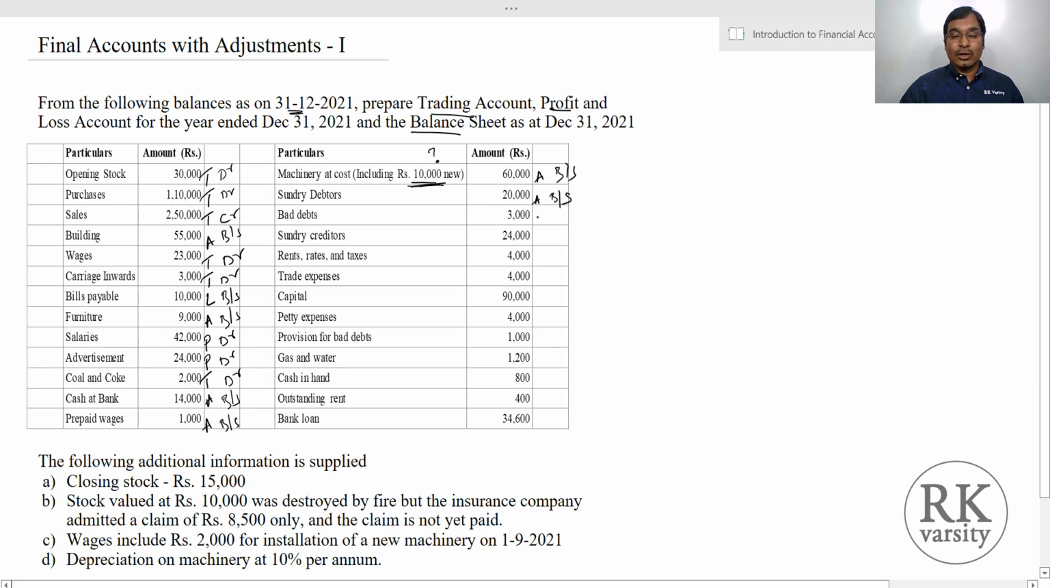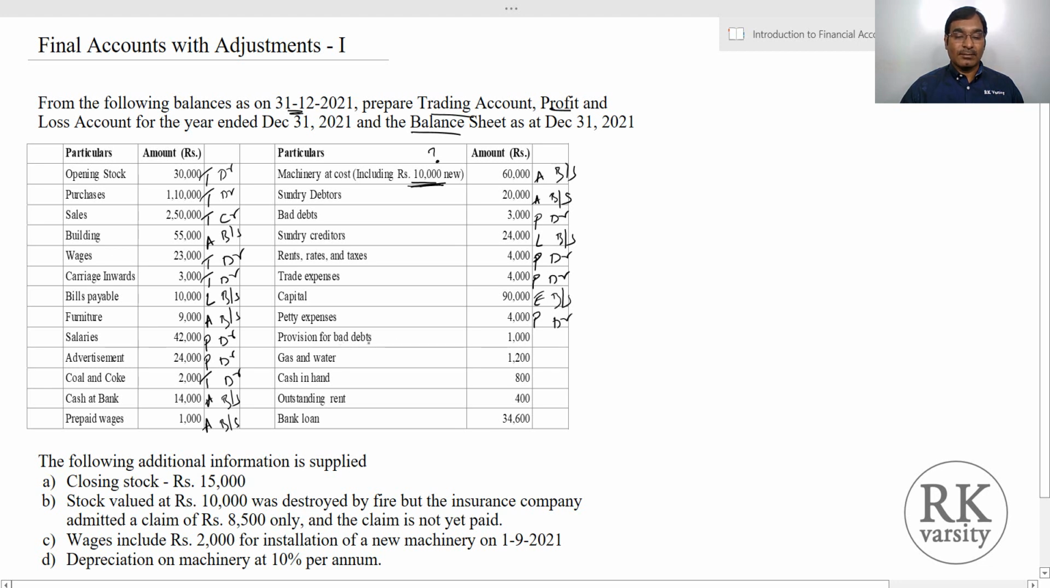Bad debts is a loss, so profit and loss account, debit side. Then sundry creditors is the amount that you owe, so it is a liability, and this appears in the balance sheet. Rent, rates and taxes is an indirect expense, profit and loss account, debit side. Then trade expenses, related to your trading activities, that is the buying and selling of goods, so profit and loss account, debit side, indirect expense. Capital is equity, appears in the balance sheet, liability side. Petty expenses is an indirect expense, debit side.